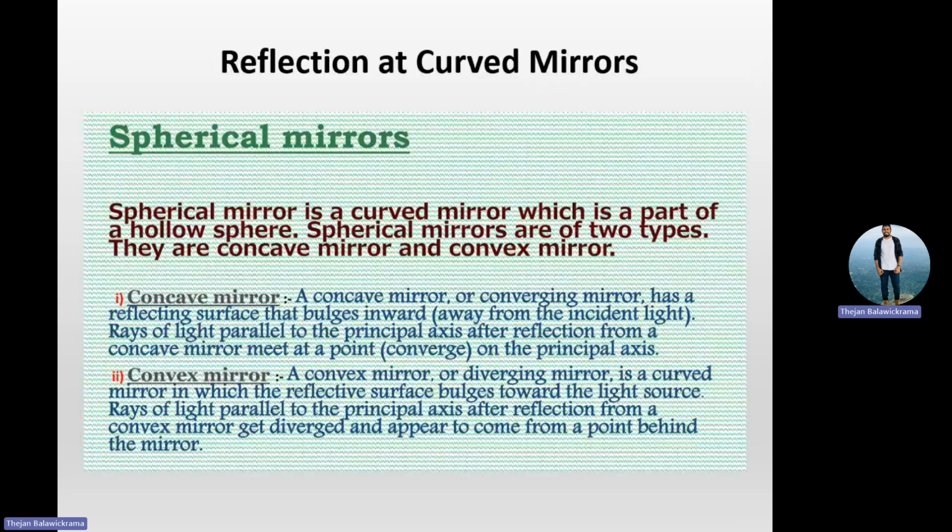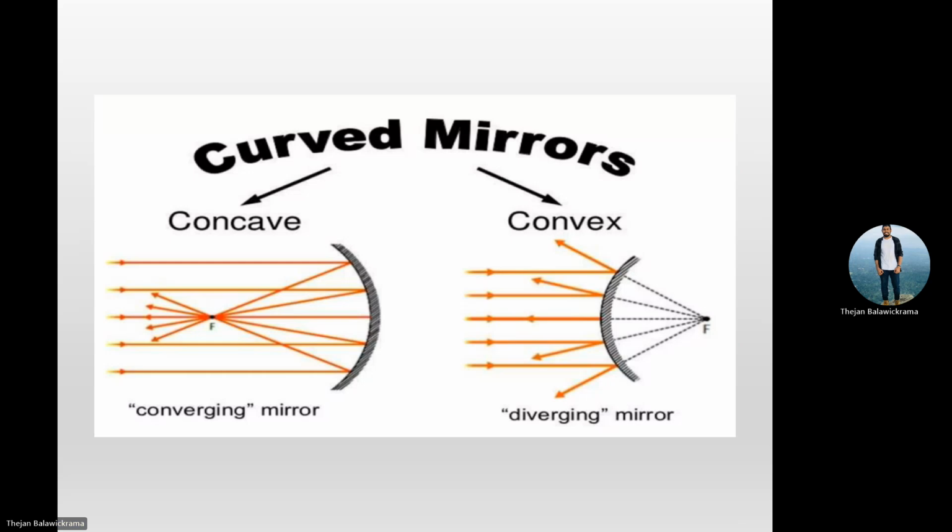So I'm talking about curved mirrors. You have been told about mirrors, concave and convex mirrors. I hope you know the difference. So a concave mirror is acting as a convex lens.